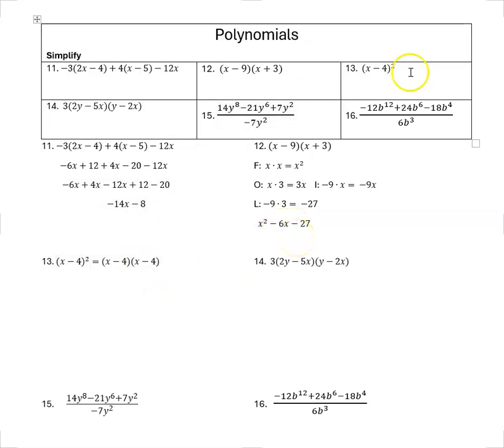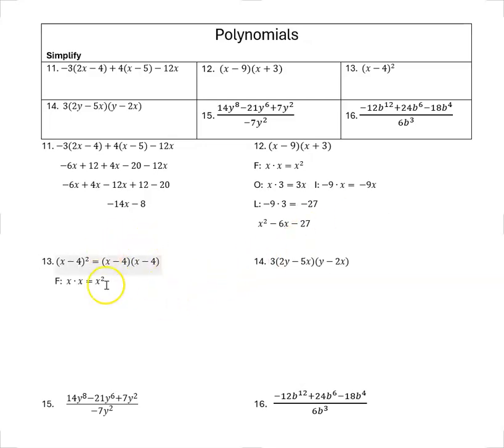Number 13 starts off looking like a binomial to the second power. And up here you can see I already wrote that that's the same as saying x minus 4 times x minus 4. There is a nice shortcut for this, but it's not easy for students to remember. The FOIL method will work just fine. So that's how I suggest that you do it.